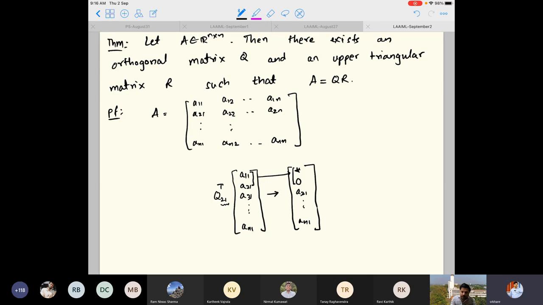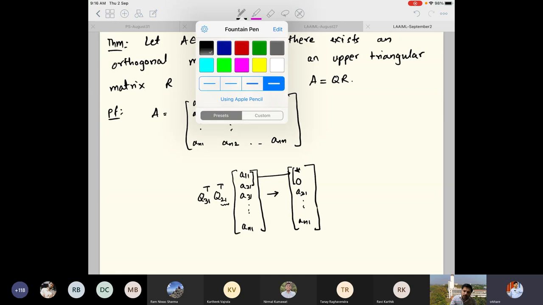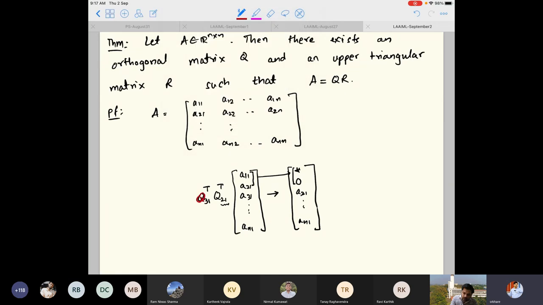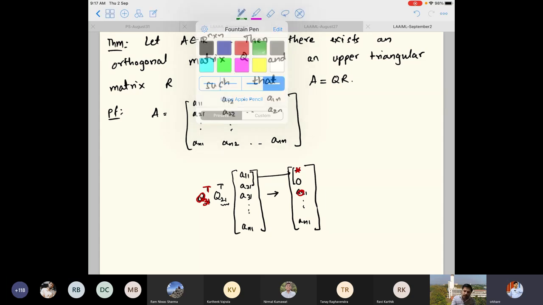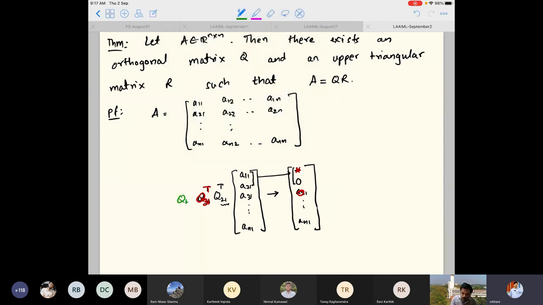Now what will I do? I will construct a rotator Q31 such that Q31 transpose, now what will happen to Q31 transpose? So I will maybe write it in red color. So Q31 transpose will convert this vector, Q21 transpose times this, into this. Then what will I do? I'll construct the next rotator. What will it be? Q41 transpose. So what will it do? It will convert it into this star and this zero entry and so on and so forth.